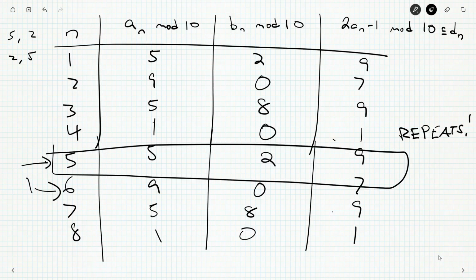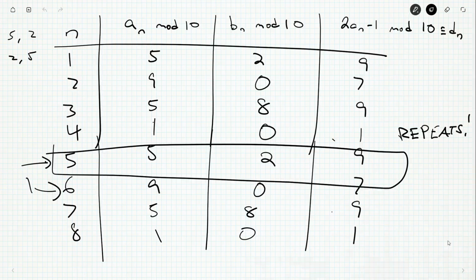And I mean, there were only so many pairs of things mod 10. I can only have 100 different pairs. So eventually this would have to repeat. And it happened to repeat fairly quickly. So because it repeats, every 4 n's, the d_n value repeats.